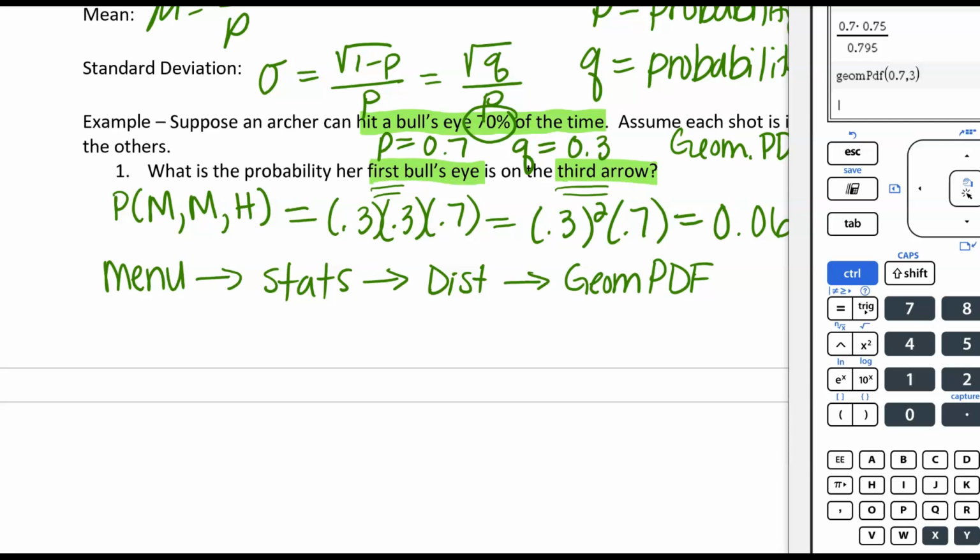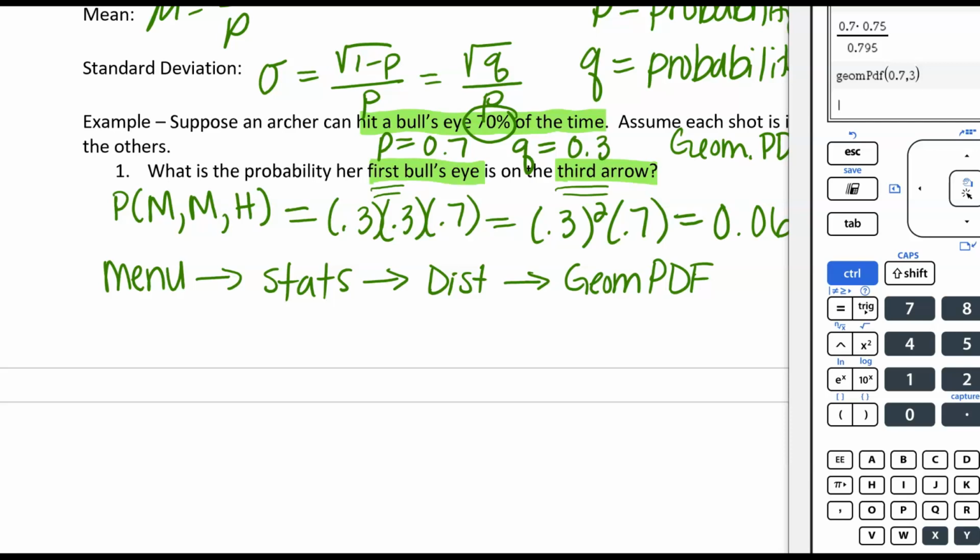When they ask you for probability of success, that's her success rate, which is 0.7. And then the X is on what shot is she going to make it? She's going to make it on the third shot. So you put a 3. And that'll give you the same answer as if you just type out 0.3 squared times 0.7.